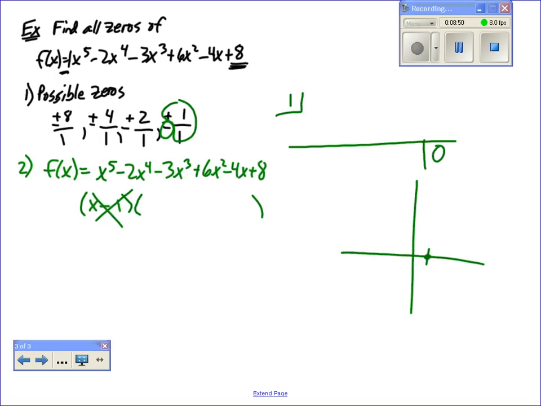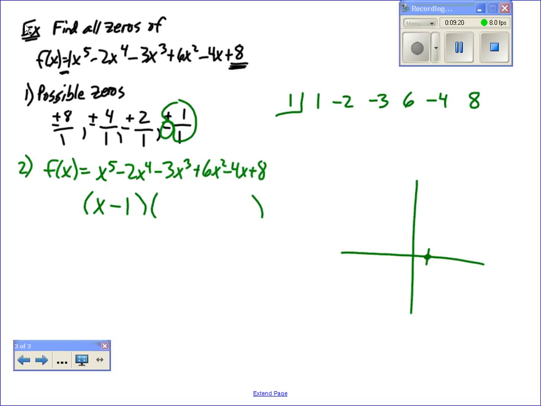So we go ahead and try it, and we say, well, let's see if this 1 works, right? So I'm going to take x to the 5th, and so on, divide by x minus 1. So k is 1. Let me write the coefficients here of that x to the 5th. So I got 1, negative 2, negative 3, 6, negative 4, and 8. Okay, so it looks like I drew this wrong. Okay, so 1 comes down. Oops, already messed up. My goodness.